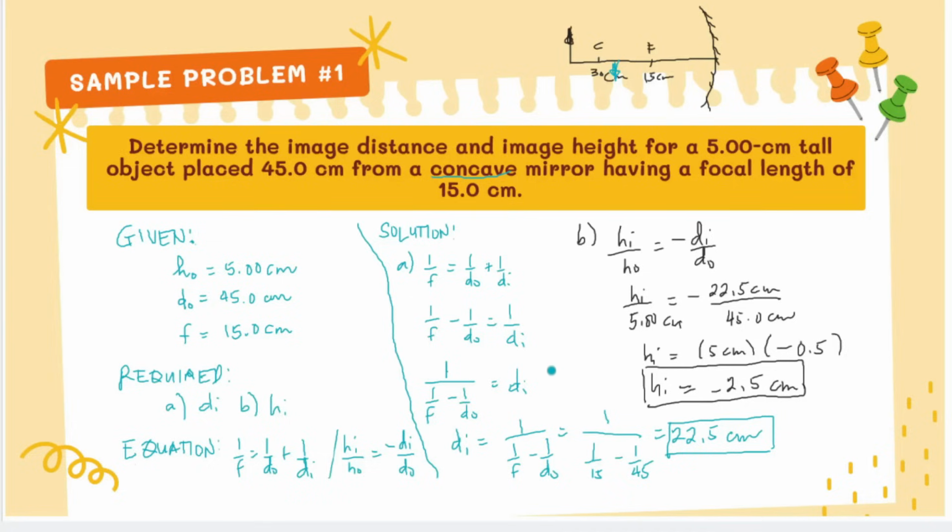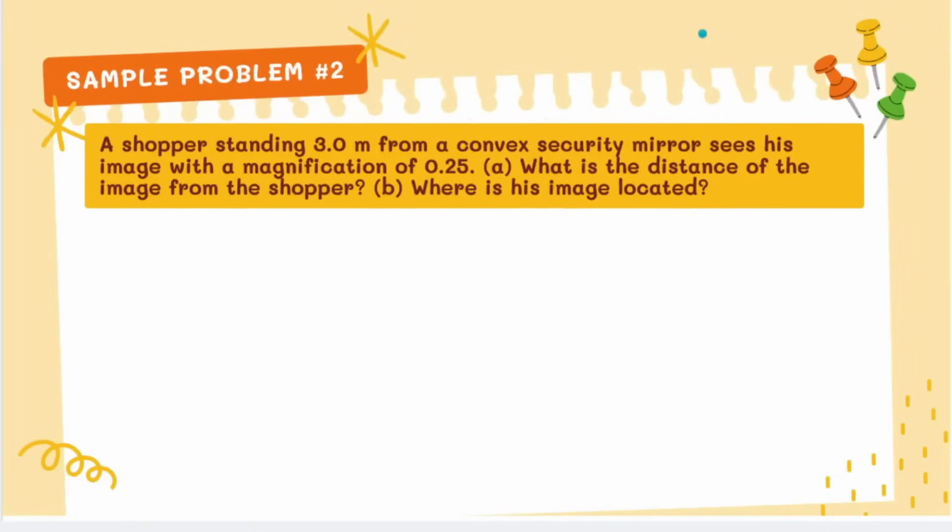So next, I hope you have understood that problem. Let's go to problem number 2. A shopper standing 3.0 meters from a convex security mirror sees his image with a magnification of 0.25. What is the distance of the image from the shopper and where is his image located? Okay, so nakalagay dito, convex.